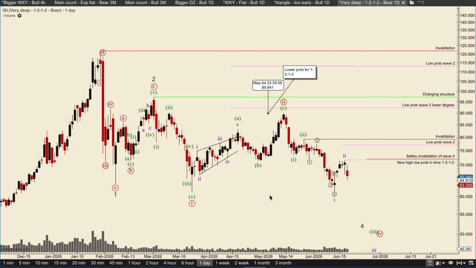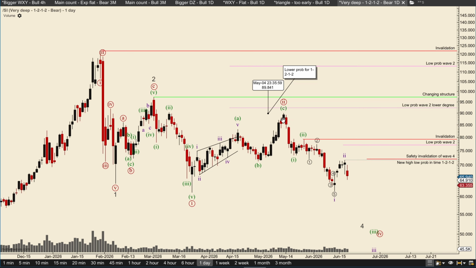So if we look at this move then, 1, 2, 1, 2, this has a lower probability of being a 1, 2 just because of time. We made a new high after this, and that lowers the probability for this being a 1, 2 of a lower degree. But time is never an invalidation, it's just a guideline.